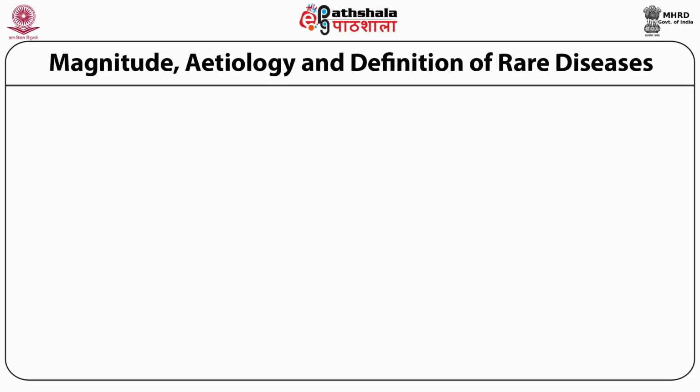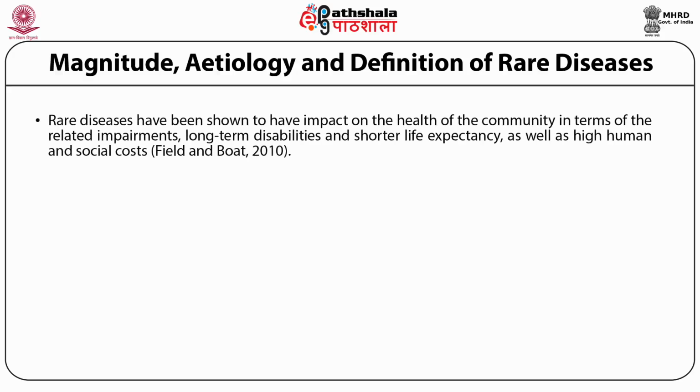Magnitude, etiology, and definition of rare diseases. Rare diseases have been shown to have impact on the health of the community in terms of the related impairments, long-term disabilities, and shorter life expectancy, as well as high human and social costs.